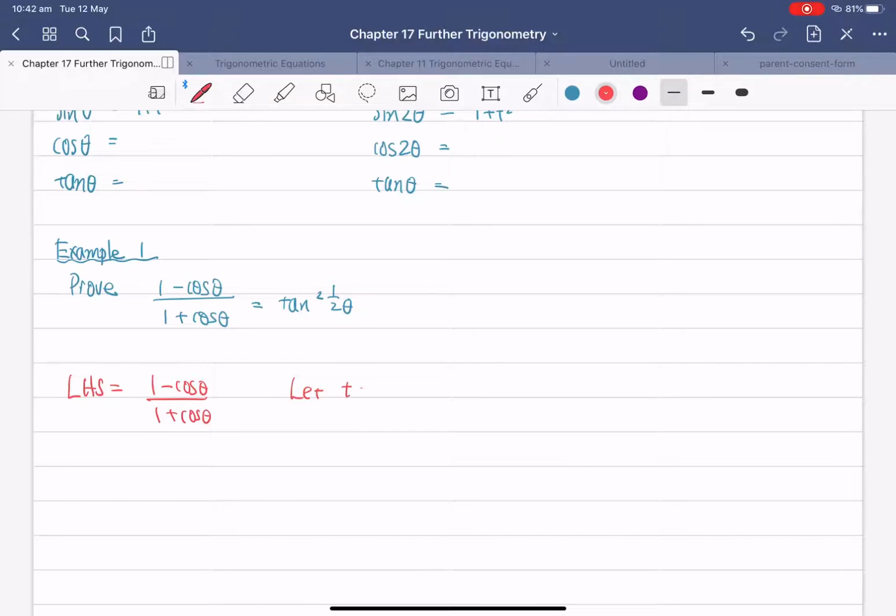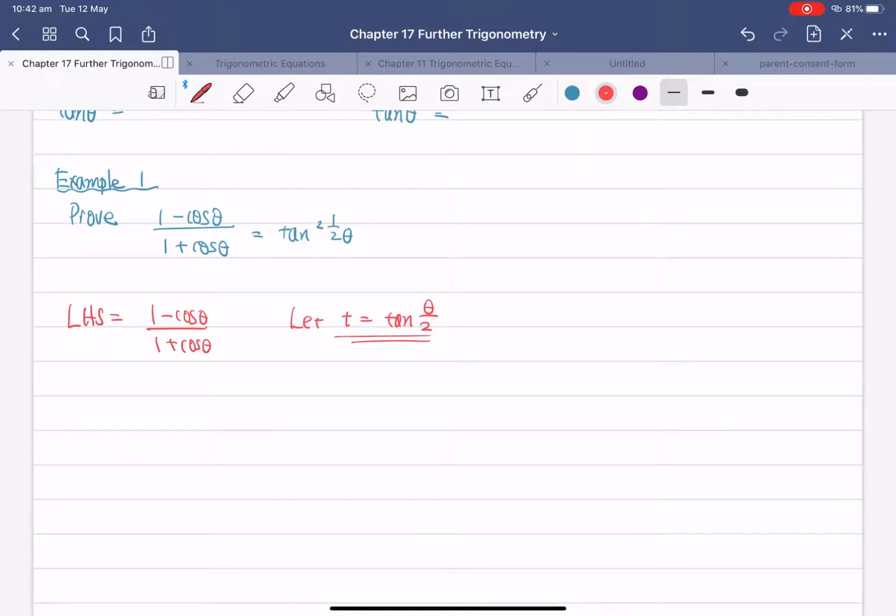Very important. Let t equal tangent theta over 2. This is extremely important, all right? If you don't write this statement, you can't change that sine or cos into t, okay? So you have to write down that statement. Once you write down the statement, you can just use the formula. You don't need to prove it to use the formula. It's just a formula for you to use, and you don't need to prove it.